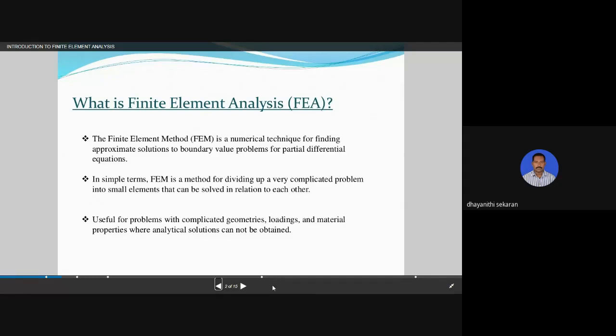So, where the analytical solution we can't obtain, in those places we need to use finite element analysis. We know three types of analysis. One is analytical method, another one is numerical method. So FEA comes under numerical; the methods are experimental, analytical, and numerical.